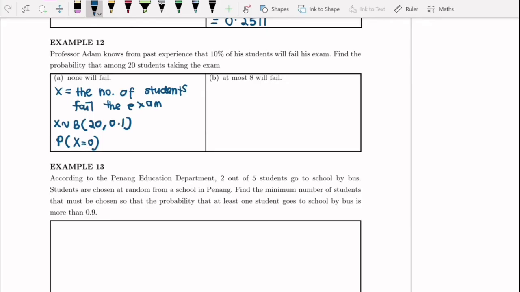So we can use the formula 20C0 times 0.1 to the power of 0 times 0.9 to the power of 20. So the final answer is 0.1216.